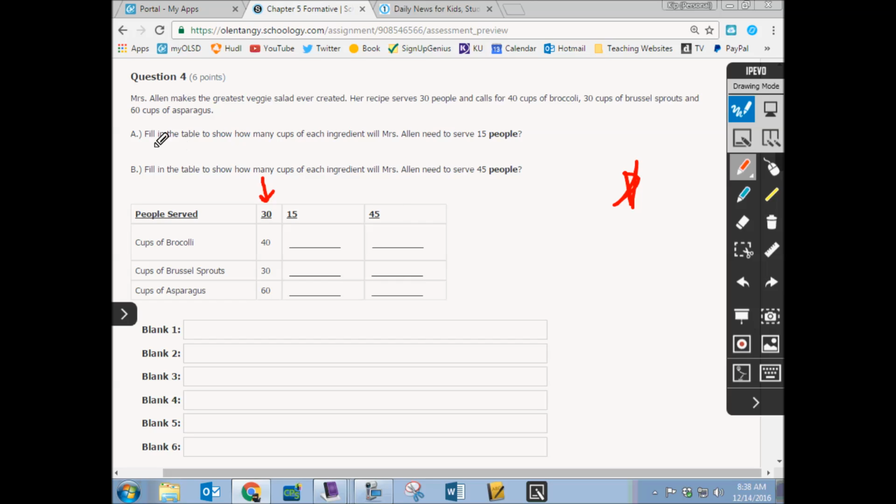So A says we want to know how much of each ingredient we will use to serve 15 people. So what I did for you, if you didn't notice, is didn't I basically scale it for you?